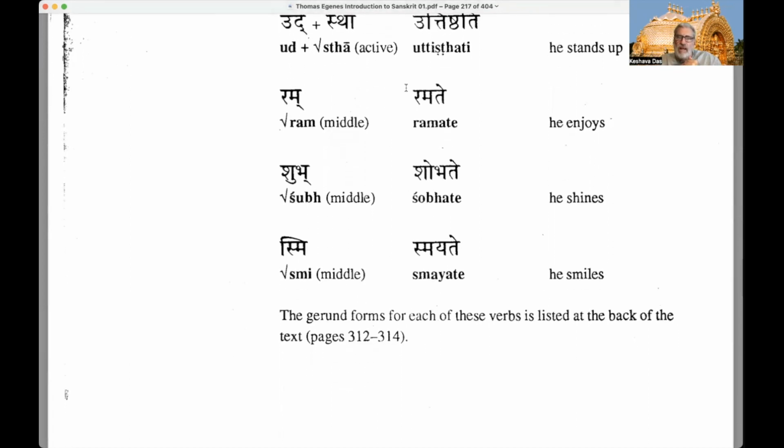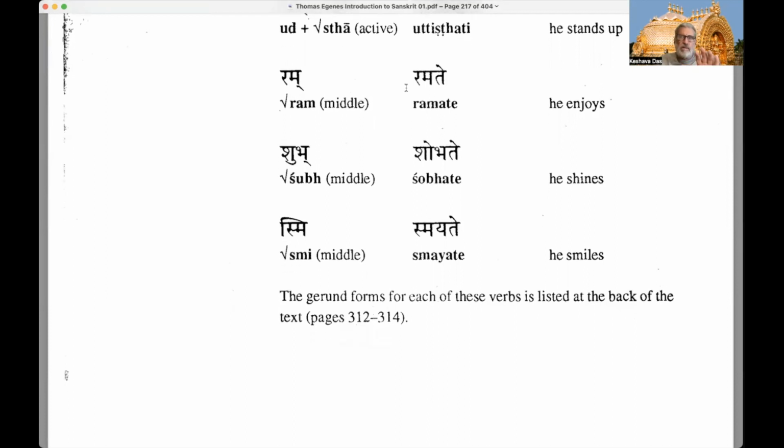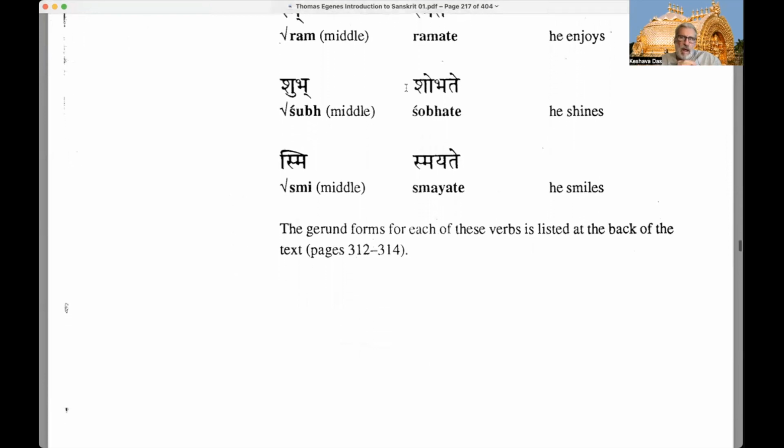Then we have ram. Ram has middle endings. Ram means to enjoy, right? Ramyate. It takes middle endings, atmanepada endings. So ramate, he enjoys. Ramate, he enjoys. Okay, so that's just in the present tense. It would be aramat if it was in the imperfect, like that.